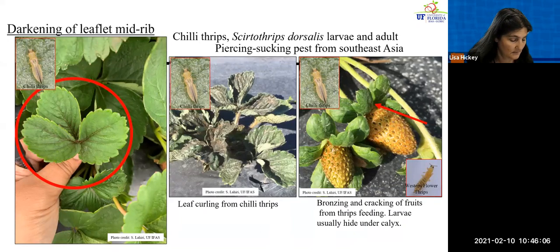Intense infestations can lead to leaf curling, leaf necrosis, and plant death, and highly infested fruits look bronzed and cracked from the thrips feeding. Commonly, the larvae can be found hiding underneath the fruit calyx, along with Western flower thrips, which can also be important pests in strawberries.